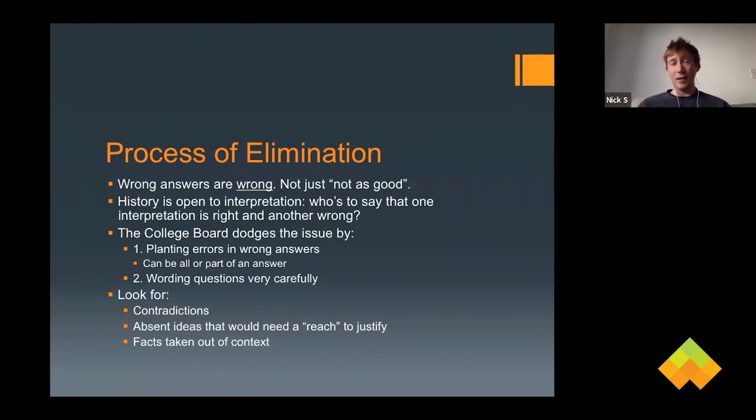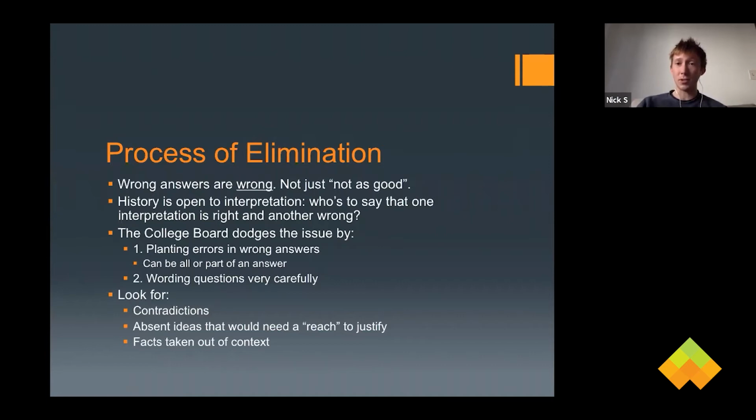Another thing might be that, if they've given you a primary source, they'll give an answer that is perhaps true or happened later on, but the passage itself directly contradicts it, even though it's not historically false. It might be something that the passage says the opposite of, for example. The other thing that I think a lot of people get stuck on, understandably, is that second bullet down at the bottom: absent ideas that would require a reach to justify. Studying this is a murky proposition.